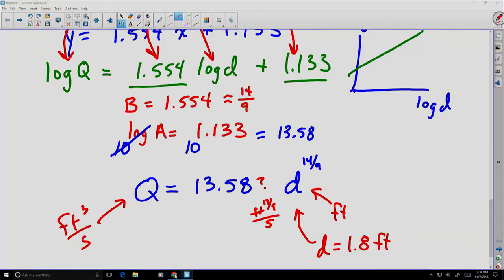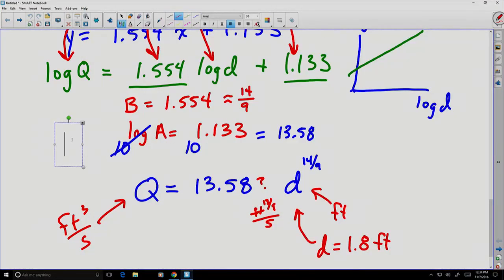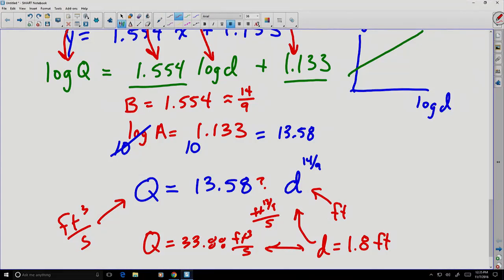I'm going to go back to my spreadsheet and calculate that pretty quickly here. Equals 1.8 to the 14 divided by 9 power. We get a value of 2.495, and then we multiply that times our 13.58, and we get 33.88 feet cubed per second. So there is the discharge that would correspond with a particular gauge. So once you've established this equation, it is a pretty solid estimate for the flow given a particular stage.